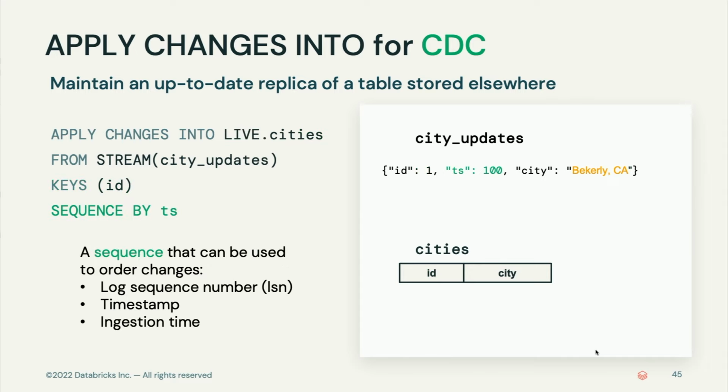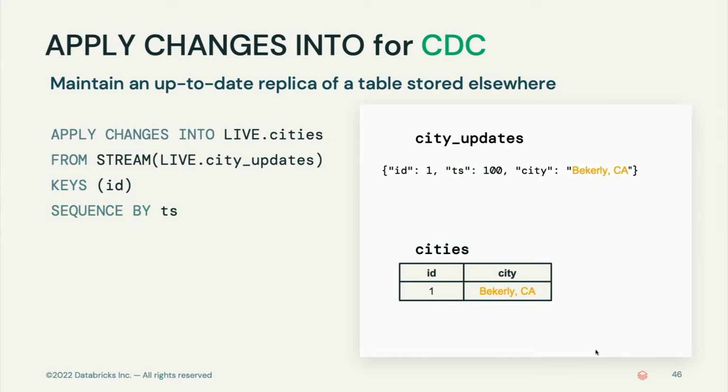And then the magic comes in with this sequence number. So you say sequence by, and you give us some column. This can be any sequencing in your data set. It can be a timestamp. It can be a log sequence number. It can be the upload time, whatever makes sense in your application. But this is how we're going to decide what came first and what came after. And the guarantee here is that DLT will produce the correct answer as though the data arrived in the correct order, even if it doesn't.